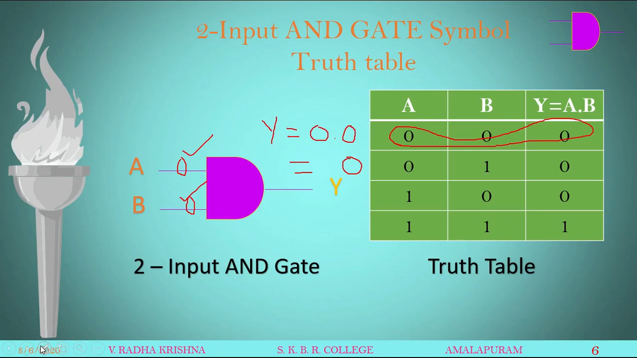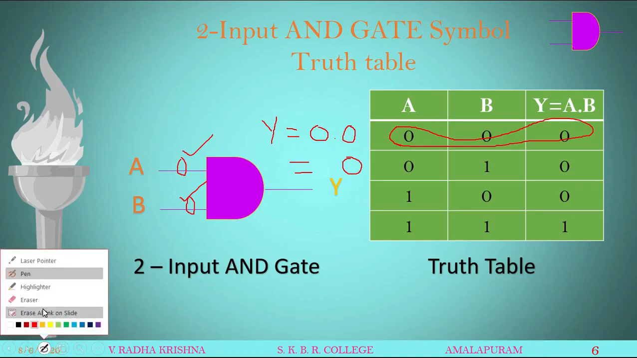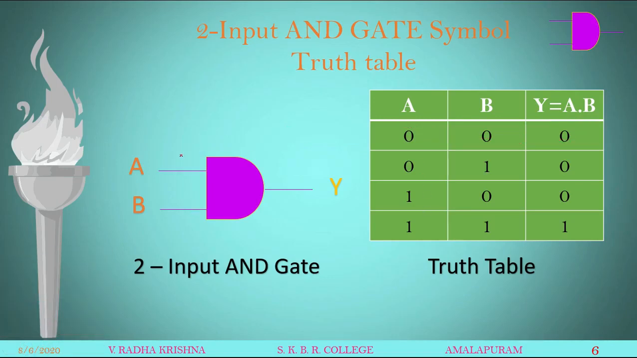Let us take the second entry. What is that? A = 0 and B = 1. Now its output is Y equal to the product of the inputs, that is, the first input is 0 and the second input is 1. Hence, their product is 0. So the output of the AND gate is 0 for A = 0 and B = 1. Hence, the second entry is verified.